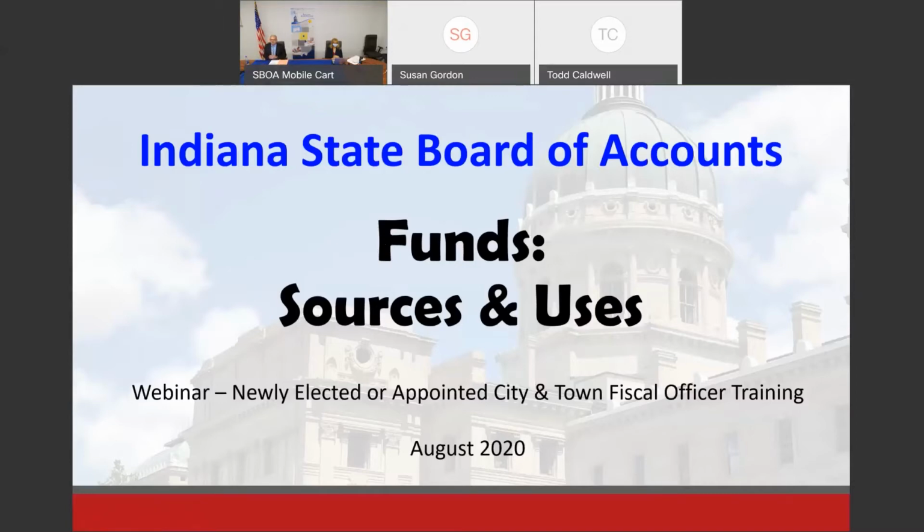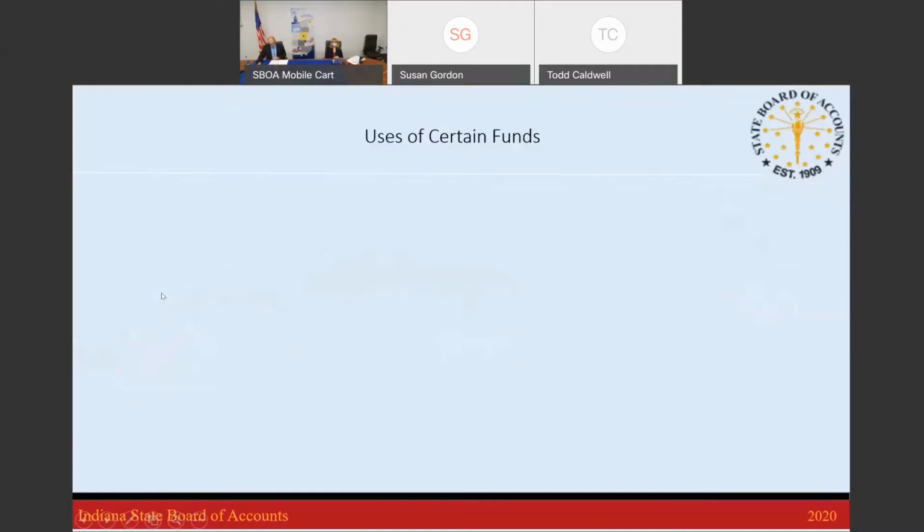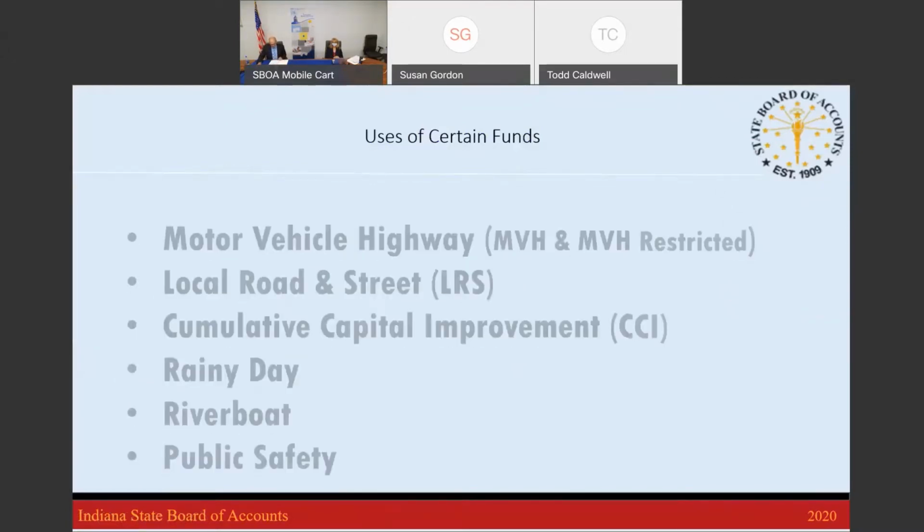We get a lot of questions about different types of funds. Where does the money come from? What can I use this fund for? What can I use this other fund for? So we wanted to take a look at some common statutory funds that we get questions about and show you how they're funded and give you some information on what they can be used for. We hope this will help answer some of the questions that we get.